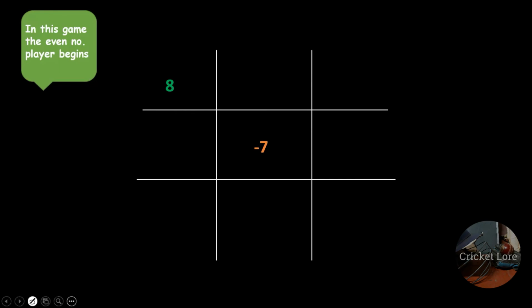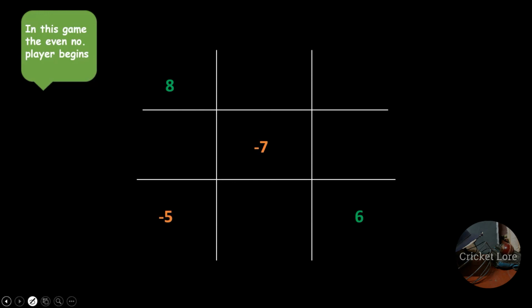In the odd number player's next move, if he puts minus 1 in this grid, he would be declared the winner. To avoid this, the even number player puts 6 in this grid. Now, the odd number player puts minus 5 in this grid. He or she forms a double attack, because 8 plus minus 5 is equal to 3.